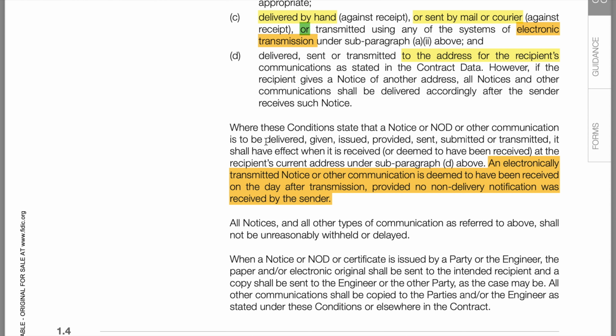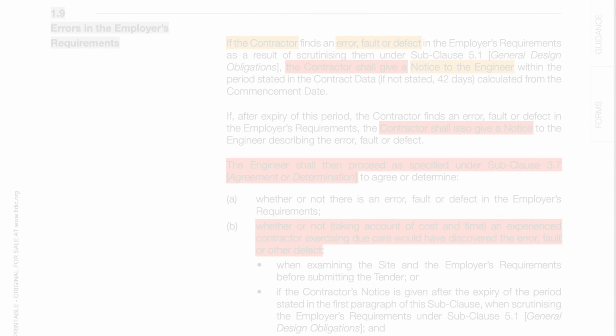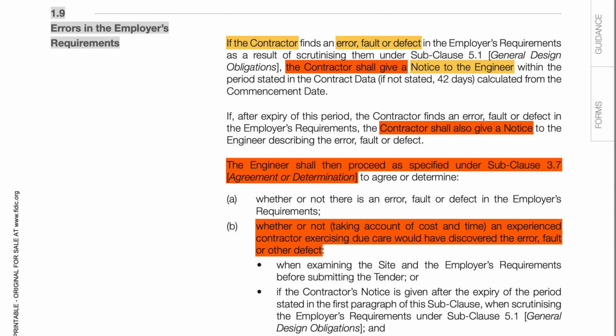In the next section we will give you an example of how a notice can be generated and how it will look like. Let's look at an example, for example subclause 1.9, which is about errors in the employer requirements. This is a very important clause for both parties, but if we read the first paragraph, it says that if the contractor finds an error, fault or defect in the employer requirements as a result of scrutinizing them under 5.1, the design obligations, the contractor shall give a notice to the engineer within the period stated in the contract data. Obviously, if it's not stated, then it's 42 days calculated from the commencement date of the contract.